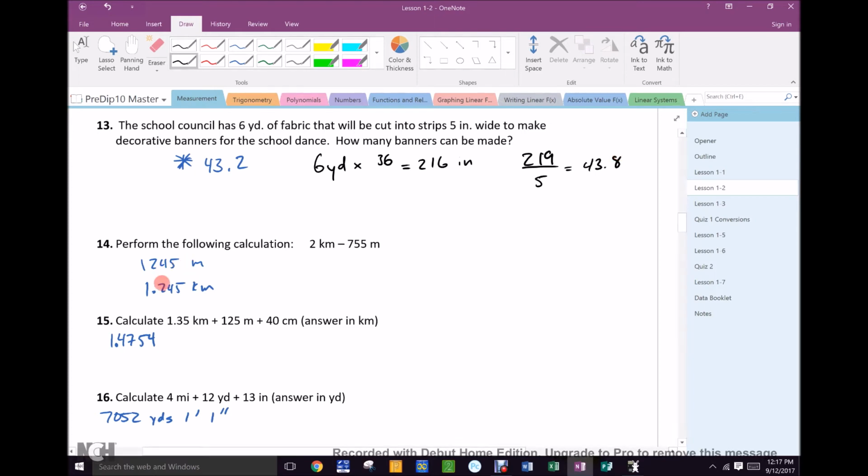Okay. Then this one is easy peasy. Now this one is interesting. I like questions like this in math class because you can give yourself a shortcut. What could you do here? How many conversions would you have to make to answer in kilometers?